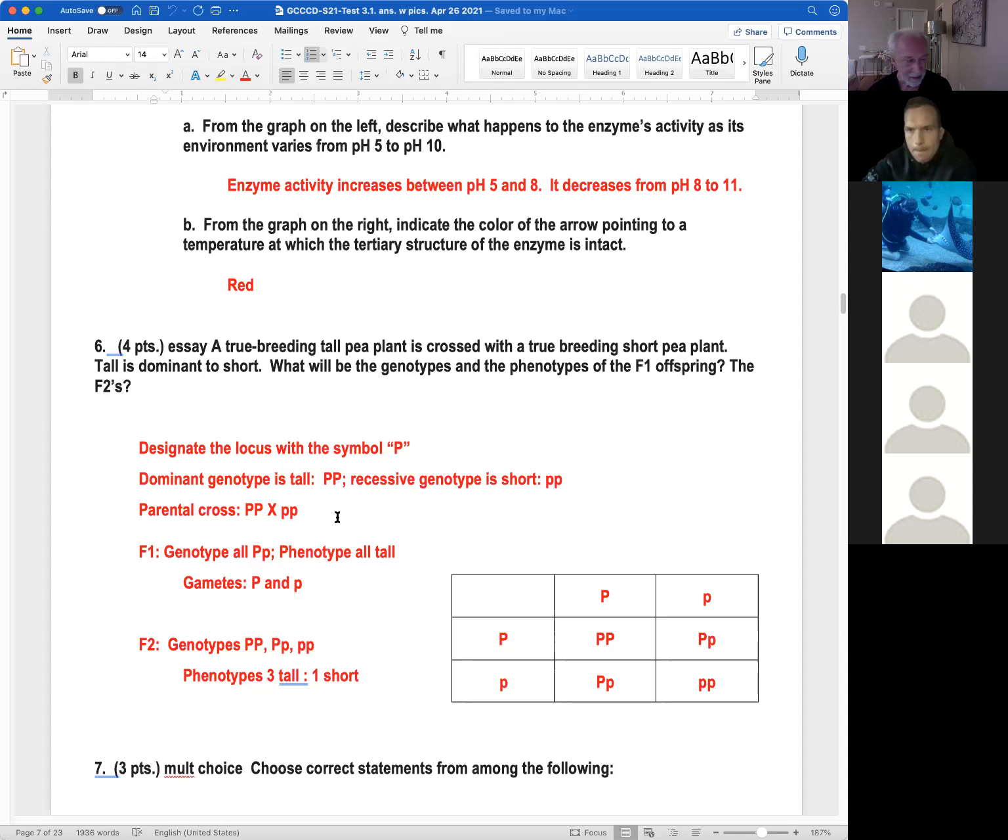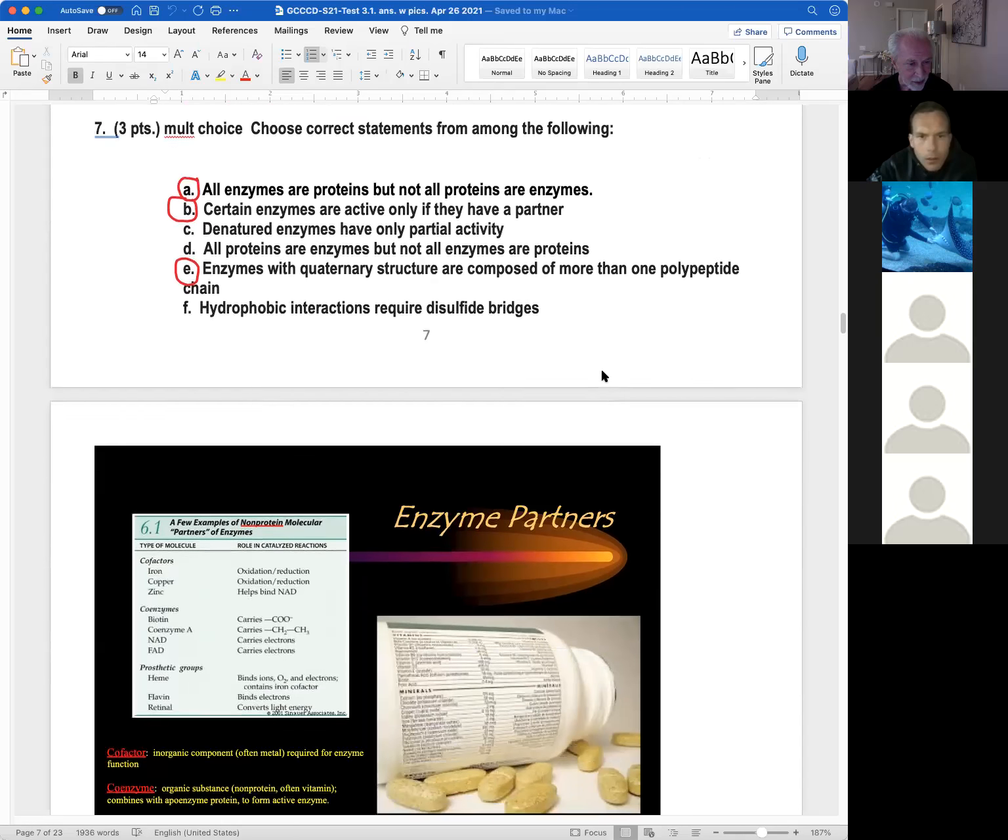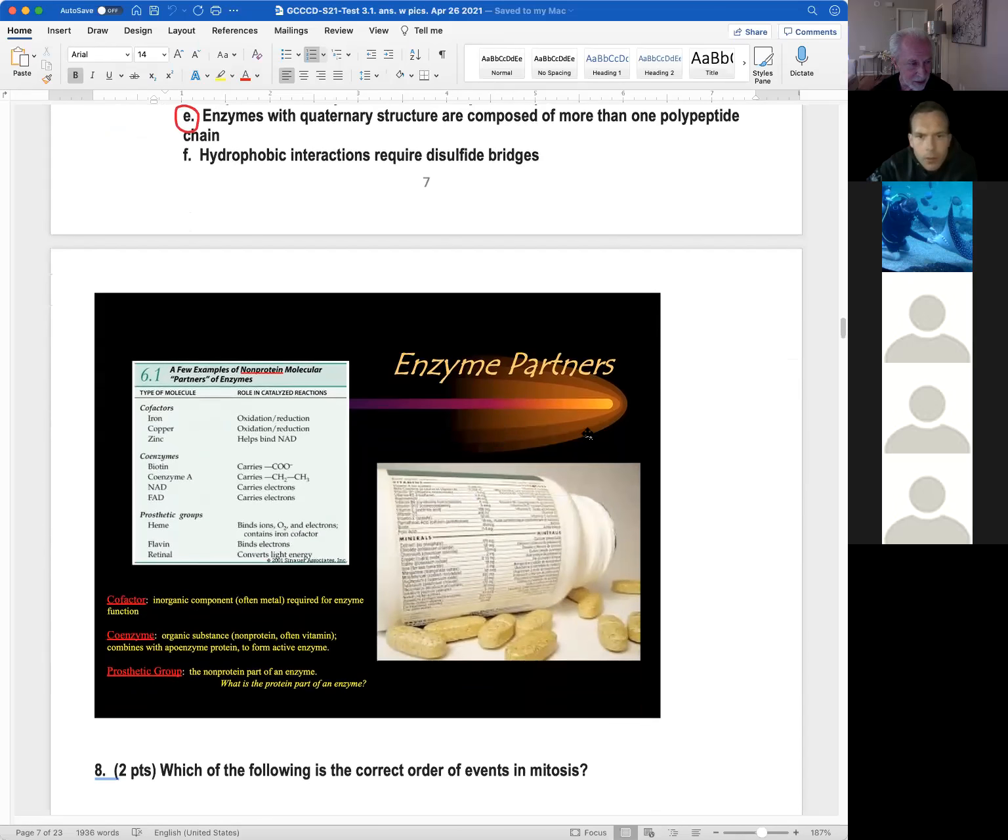All right, next question. Choose correct statements from among the following. All enzymes are proteins. Not all proteins are enzymes, that's true. Certain enzymes are active only if they have a partner. And this refers back to this slide, where we talked about enzymes. This is dedicated just to enzyme partners. There are cofactors, coenzymes, prosthetic groups. Most enzymes don't act alone. They have to have a partner.